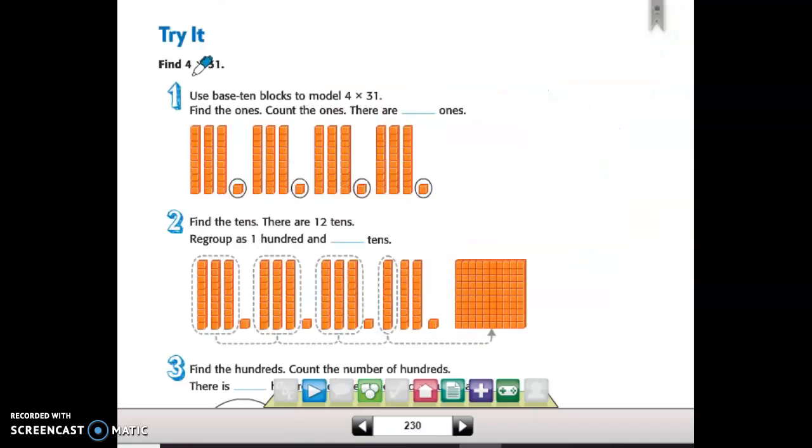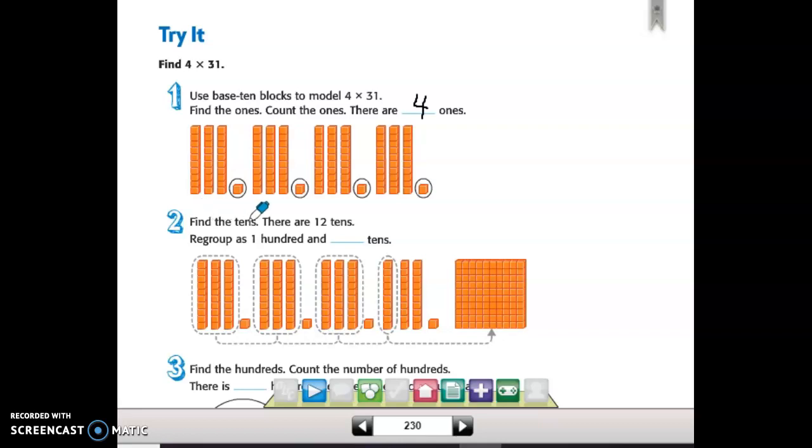Okay, the next problem is similar. We're going to find 4 times 31, and we're using our base 10 blocks. So they've got 31, 10, 20, 31, and they've got it set up 1, 2, 3, 4 times. So we've got 31 4 times. In this problem, though, we don't have enough ones to make a group of 10. We've only got 1, 2, 3, 4 ones. So we're not regrouping our ones place in this problem. There are just 4 ones.